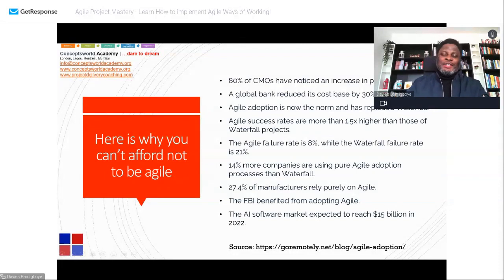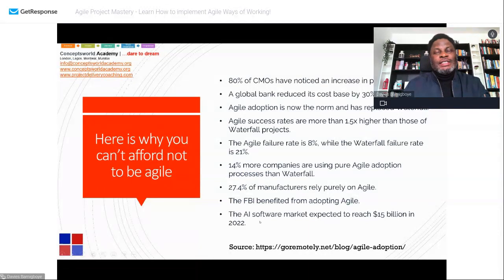FBI, think about that. FBI benefited from adopting agile. I don't know how, but if FBI is using agile, which is possibly one of the most rigid institutions in the world you can think about, what are you waiting for?